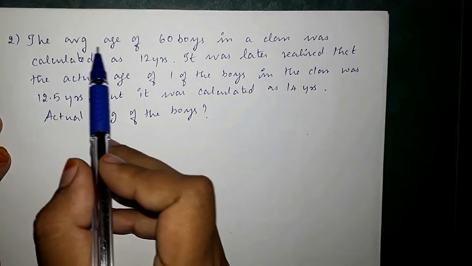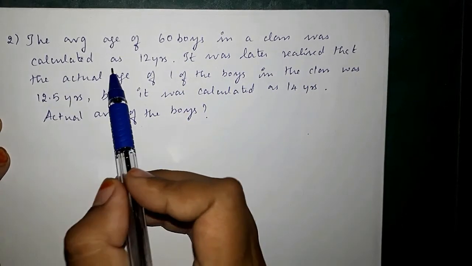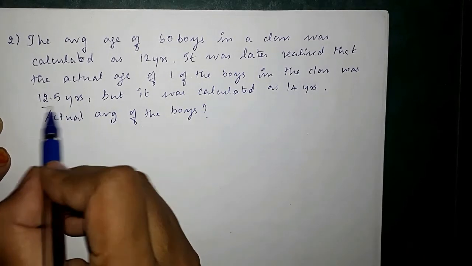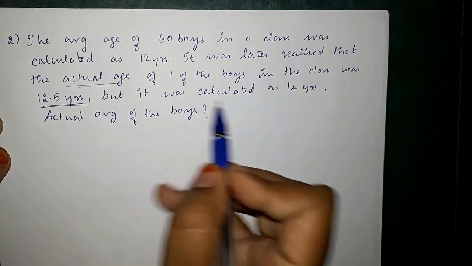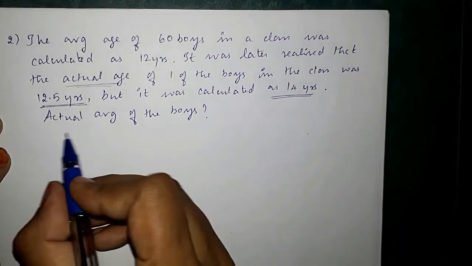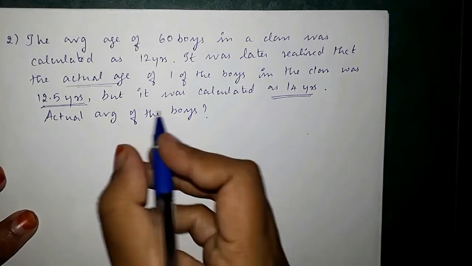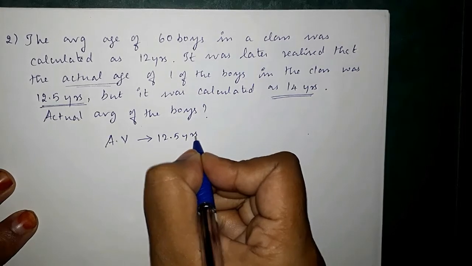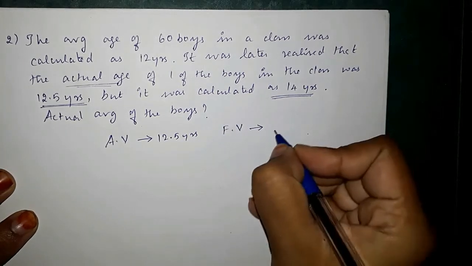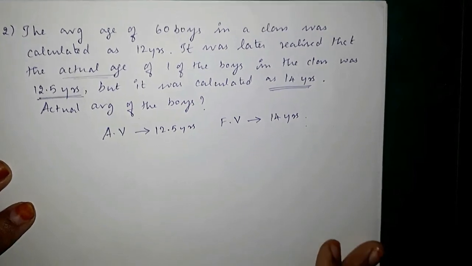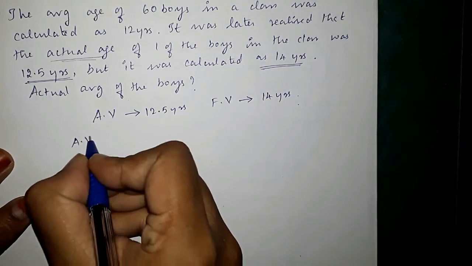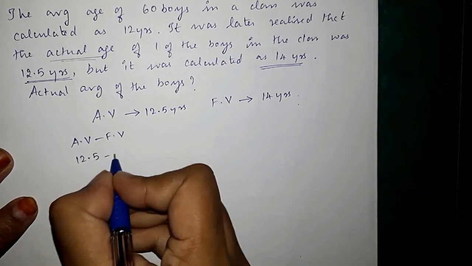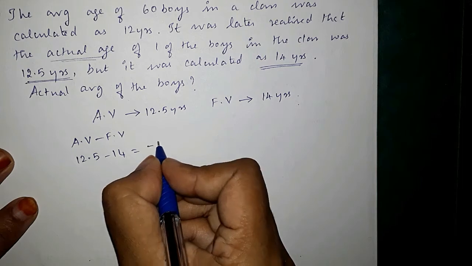The next one: the average age of 60 boys in a class was calculated as 12 years. It was later realized that the actual age of one of the boys was 12.5 years, but it was calculated as 14 years. Find the actual average of the boys. The actual value is 12.5 years and the false value is 14 years. So 12.5 minus 14 gives minus 1.5.